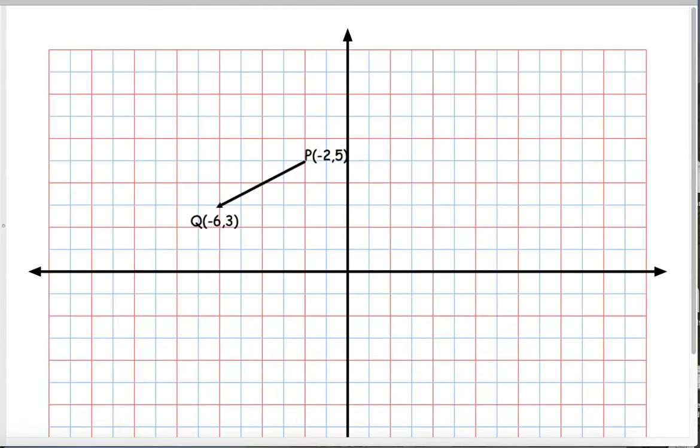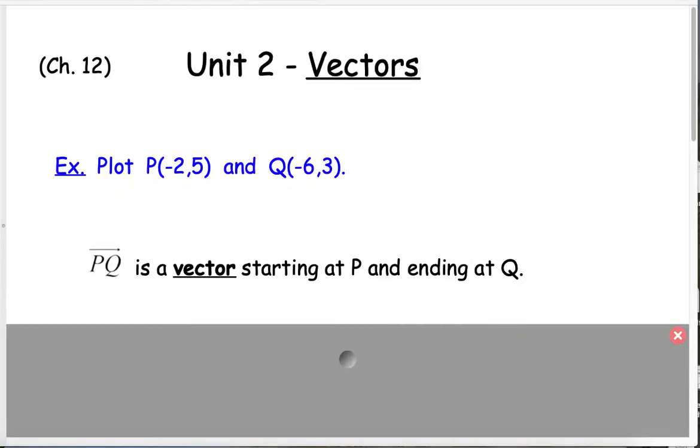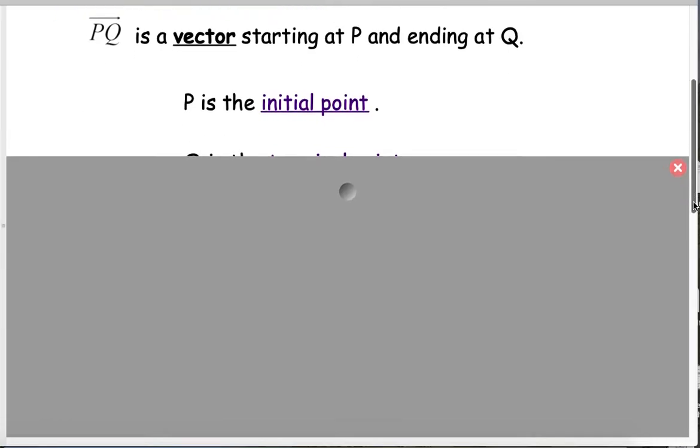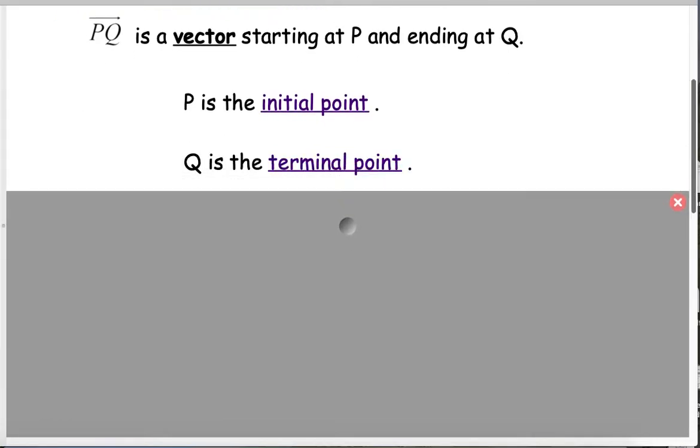All right, and so I have that vector graphed here. So it starts at P, and then it goes to Q, and that's where it stops. We refer to P as the initial point, and Q is the terminal point. So the initial point and the terminal point.